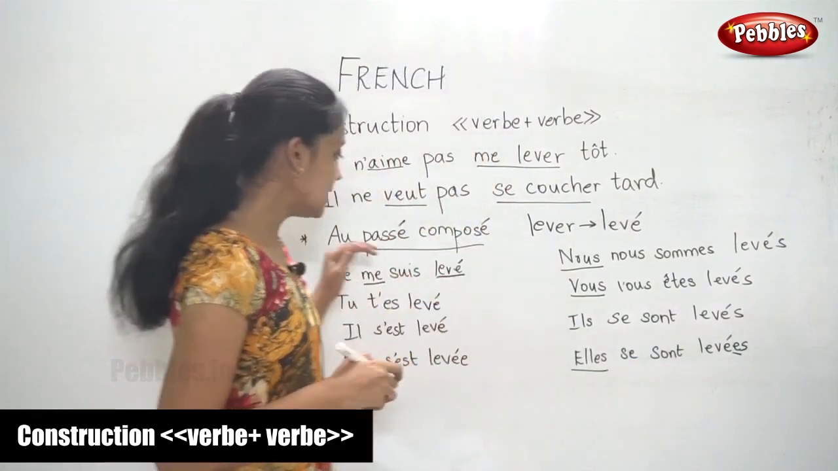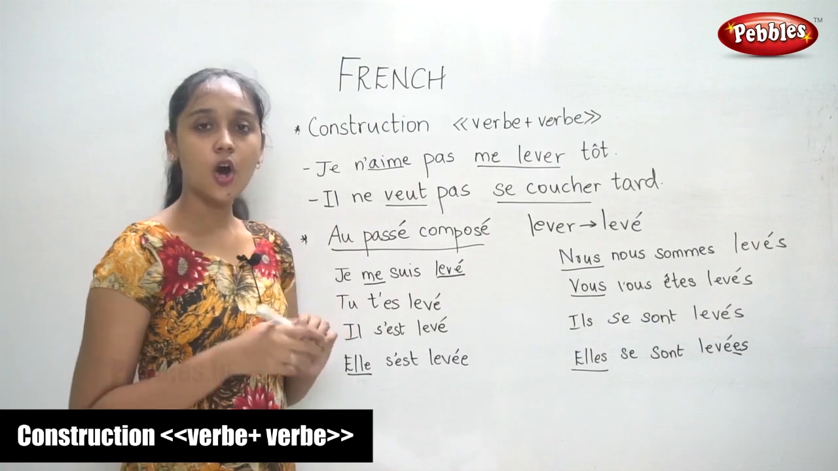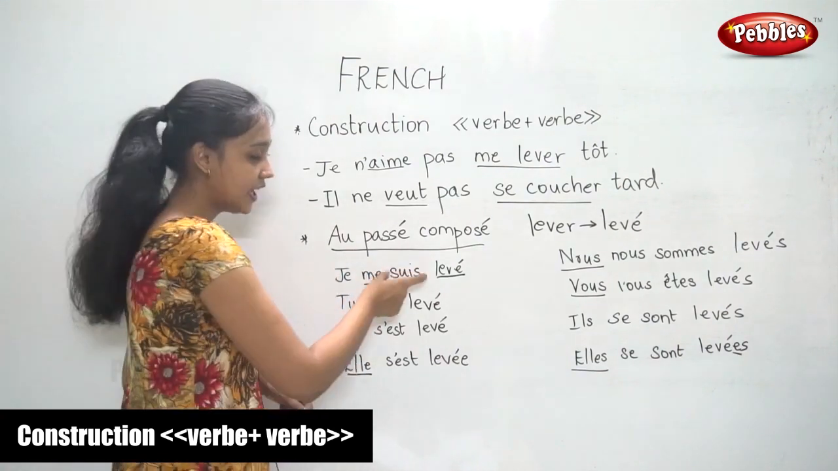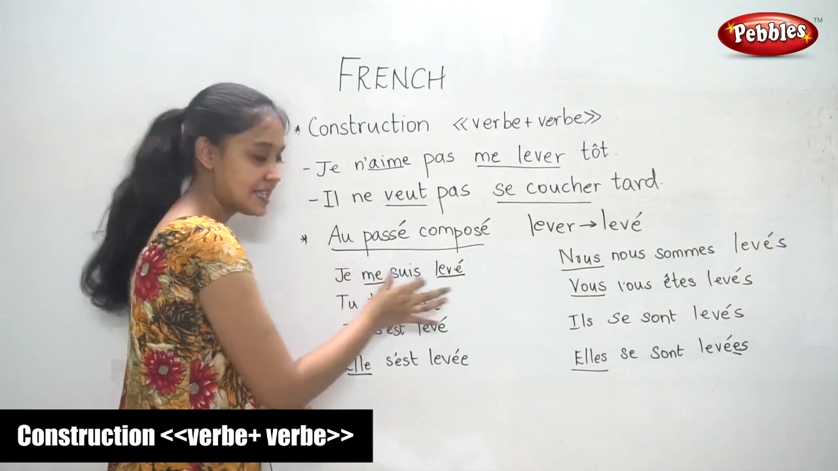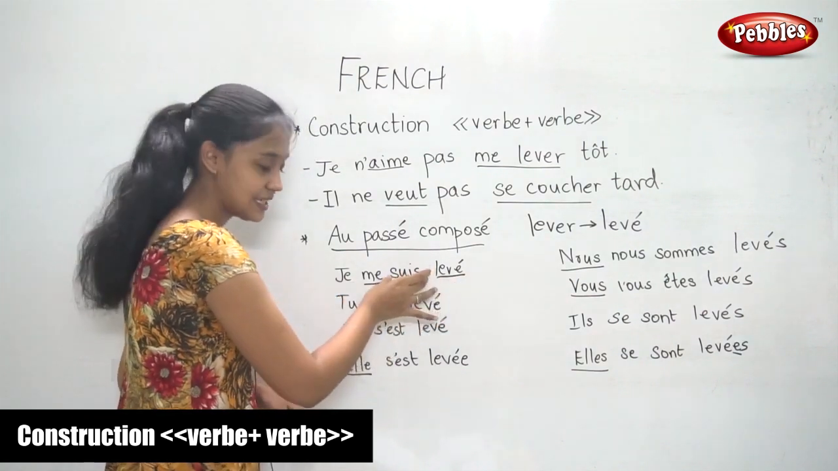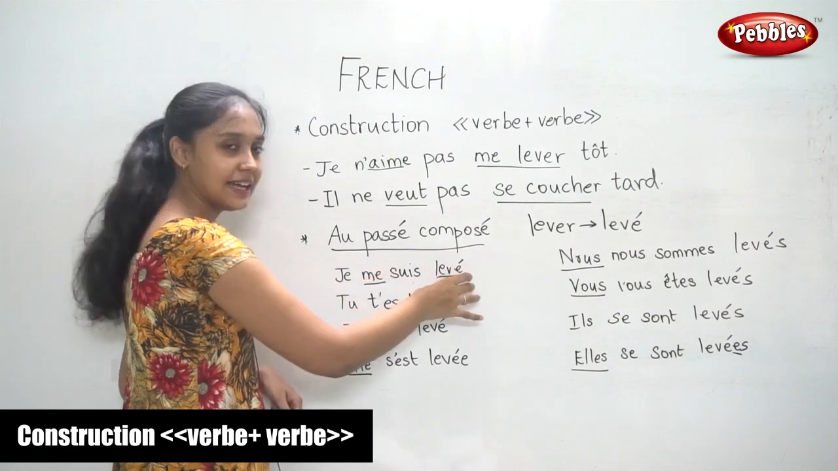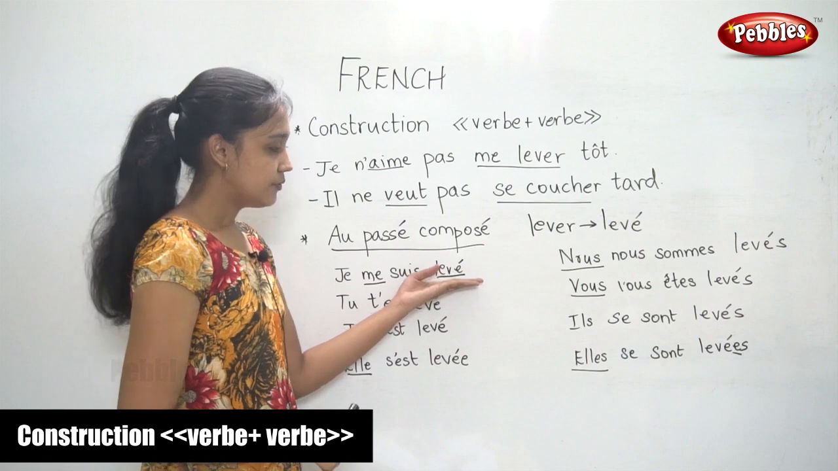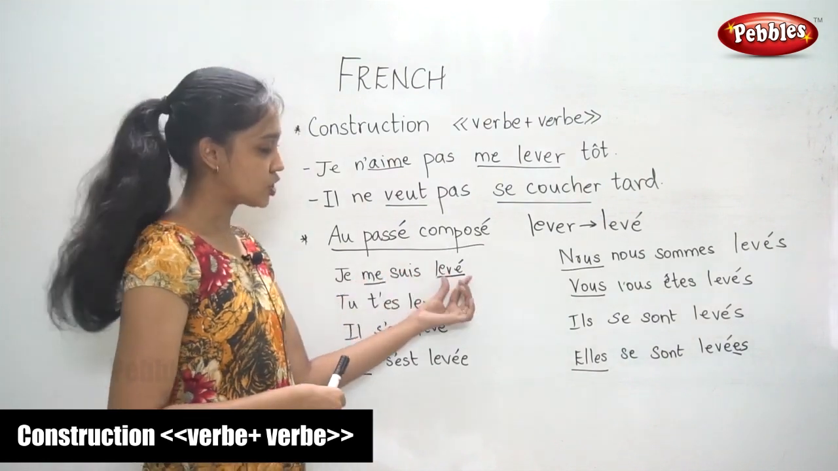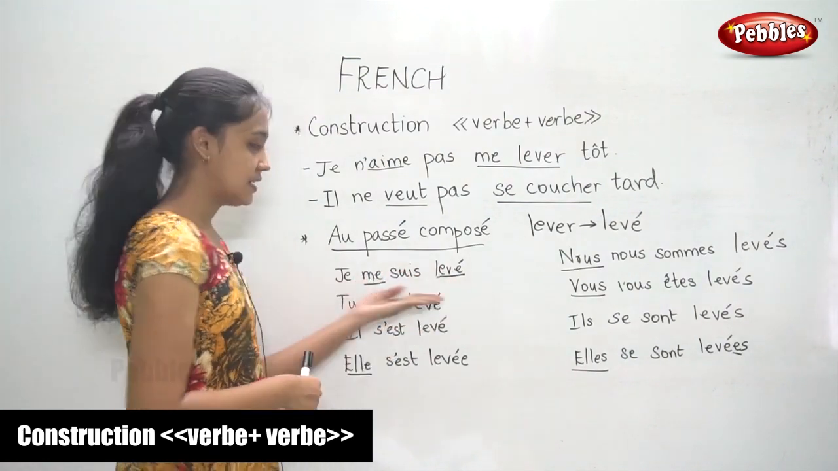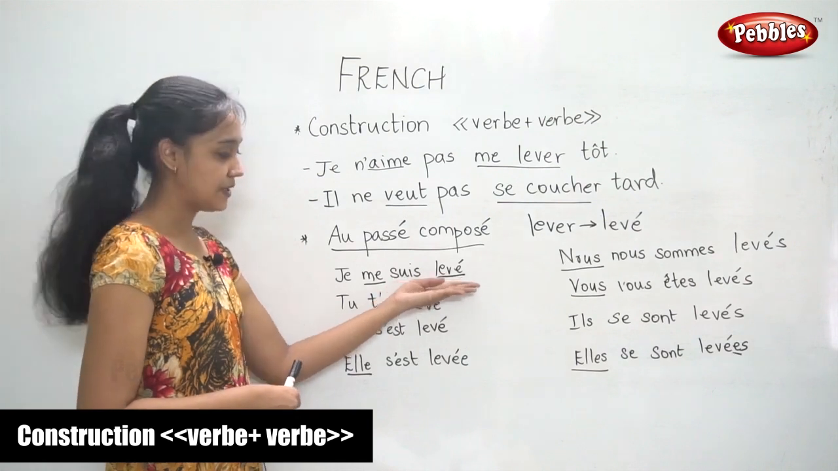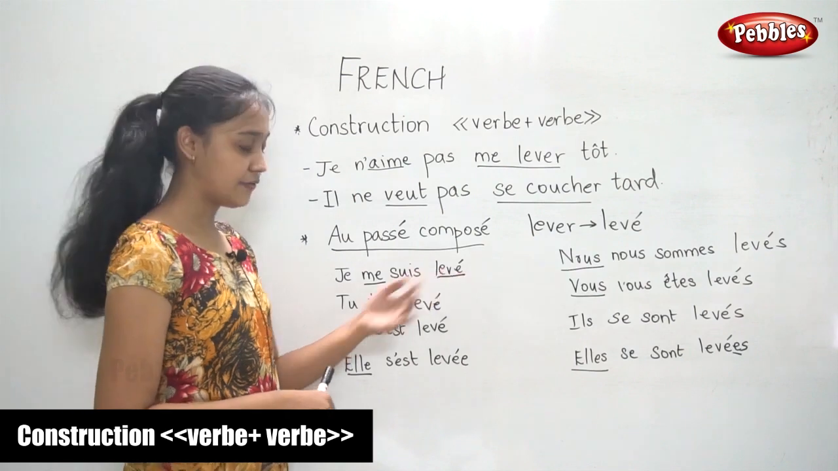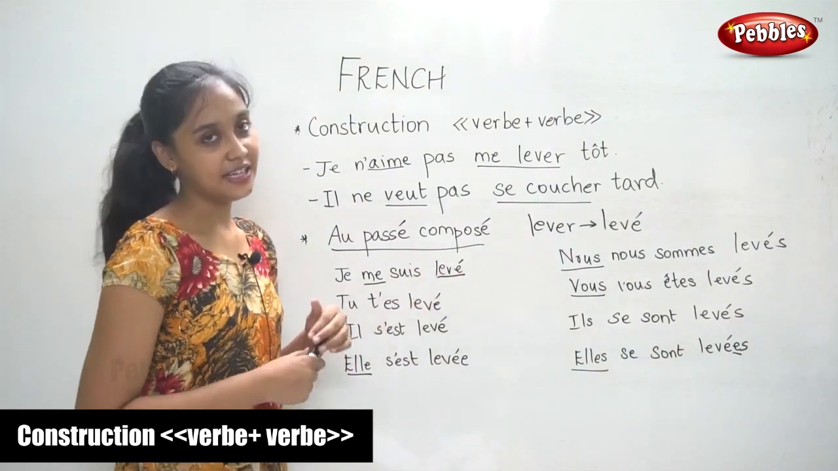So this is also very simple. Passé composé, all you have to remember is the auxiliary comes in between the reflexive and the verb. Auxiliary in between reflexive and the past participle of the verb. Now when we use être, we have to make sure that the past participle agrees with the subject. So we add an e to indicate feminine, s to indicate plural.